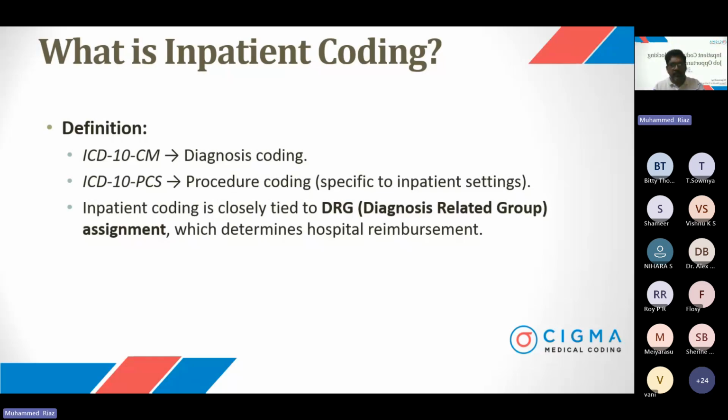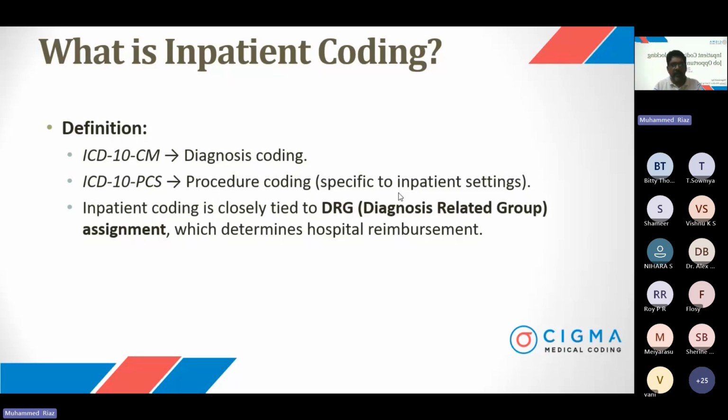So in inpatient coding, what do you require for us to consider inpatient coding? There are coding systems. For outpatient coding, we have three different coding systems, namely CPT, ICD-10-CM, and HCPCS. We use CPT and HCPCS for procedures, and for diagnosis, or why we are doing this procedure, we report the ICD-10-CM.